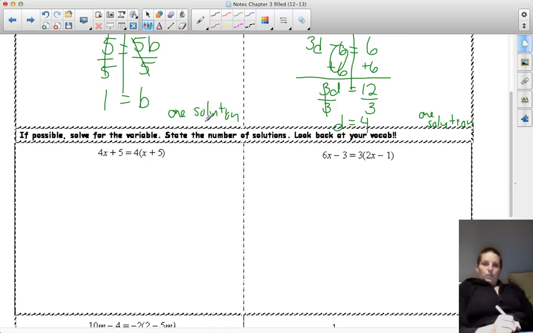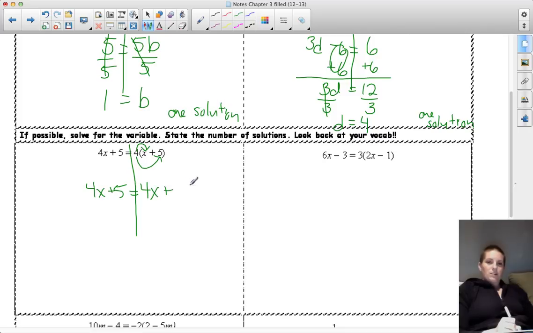If possible, solve for the variable, state the number of solutions, and look back at your vocab if you need to. Well, get it started. There's distributive property in there. Distribute. Oh, I missed my balance line. I better put that in. I now have 4x plus 5 is equal to 4x plus 20.